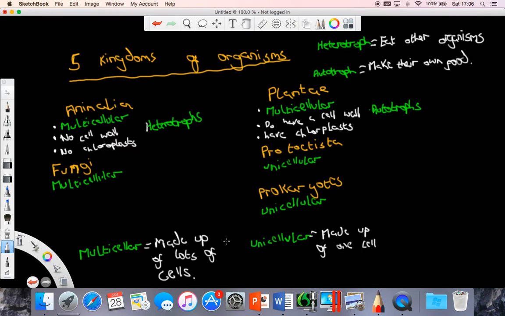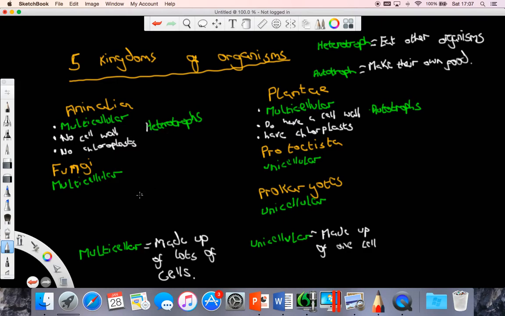So, Animalia, they are multicellular. Their cells have no cell wall. Their cells have no chloroplasts, and they are heterotrophs. Whereas Plantae are multicellular. They have a cell wall, they have chloroplasts, and they are autotrophs. So we can classify these organisms into different kingdoms purely by these characteristics. The fact that they have a cell wall, they have chloroplasts, and they are autotrophs makes them a plant. If they are an animal, they do not have a cell wall, they have no chloroplasts, and they are heterotroph.